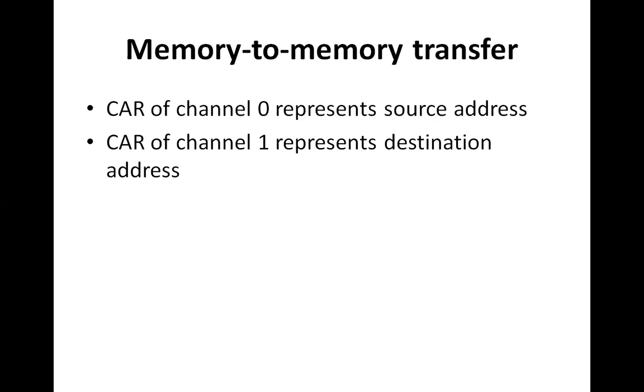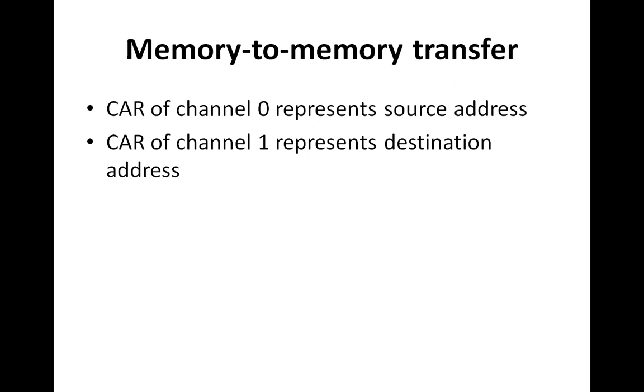So what is assigned for that memory to memory transfer? Channel 0 represents the source address. The current address register is used to point to the source address of channel 0. And the current address of channel 1 represents the destination address of the first transfer cycle. Channel 0 current address register will be representing the source address, and channel 1 current address register will be representing the destination address.